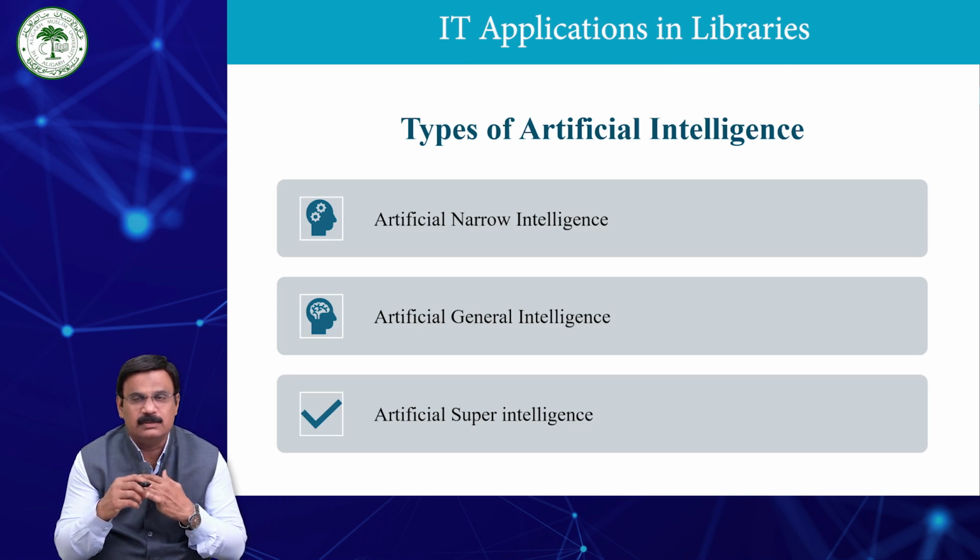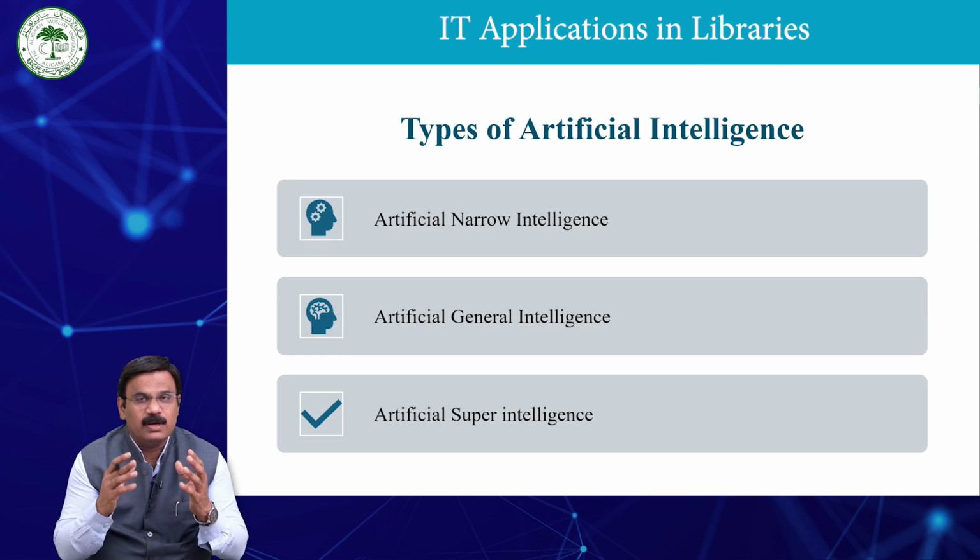Artificial narrow intelligence, also known as weak AI, refers to AI systems designed to perform a specific task or a narrow range of tasks effectively. It potentially uses voice assistants like Siri or Alexa, recommendation systems like Netflix or Amazon, and AI in healthcare for diagnosing specific conditions, for example, detecting tumors in medical images.